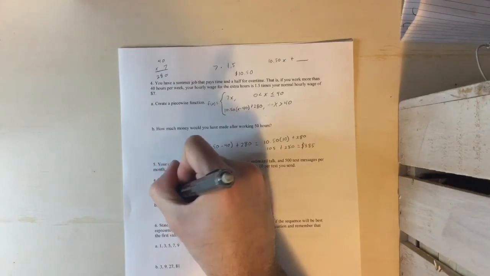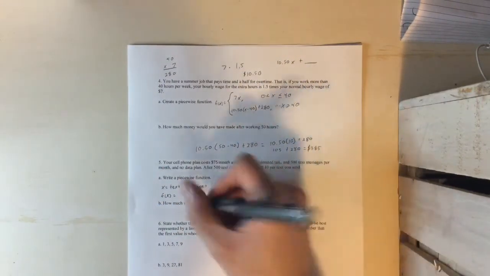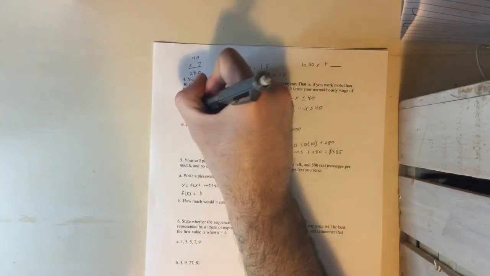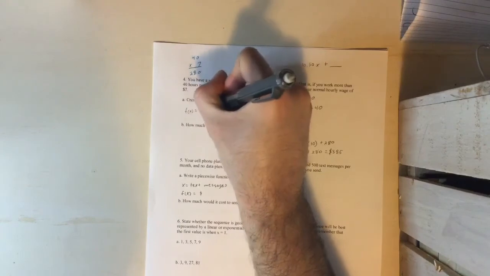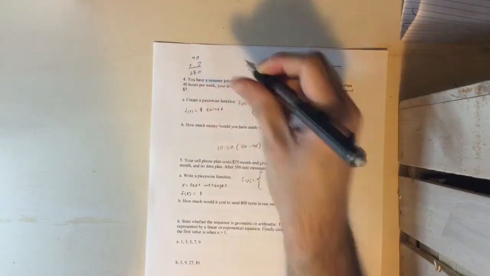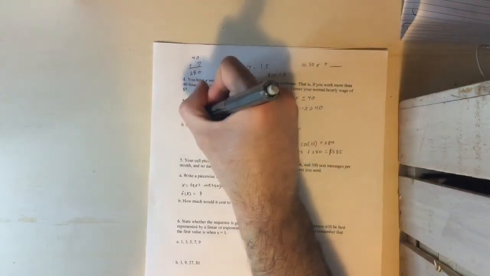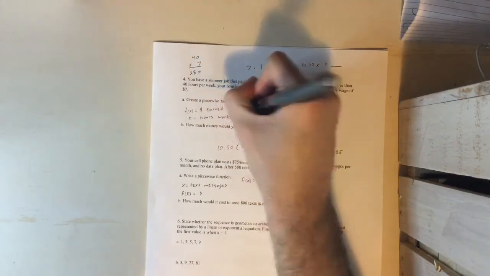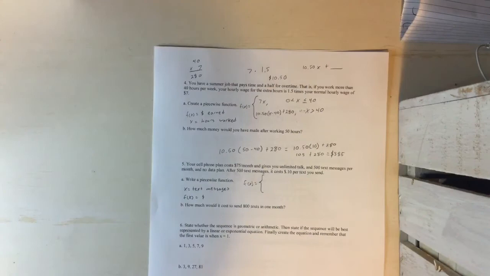f of x is going to equal dollars, how much money we've spent. And we could go back up here and say f of x equals dollars earned, and we could say x equals hours worked. Sometimes that helps just so that you keep things straight in your mind.